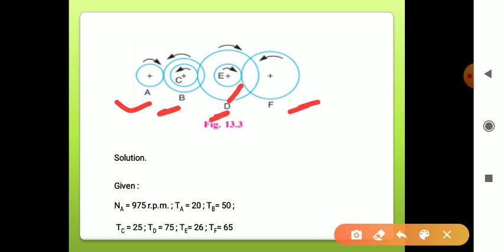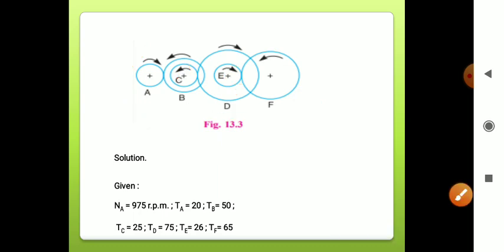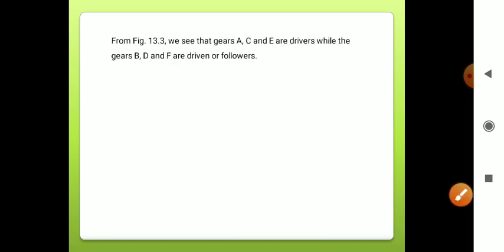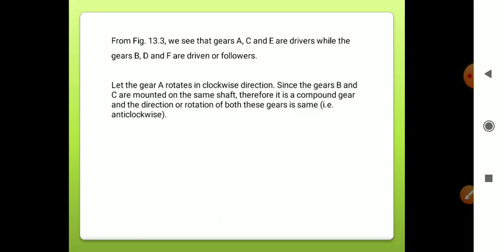So B, D and F will be the driven, and C, E and A will be the drivers. This is a very important concept: A, C and E are the drivers while B, D and F are the driven or followers.